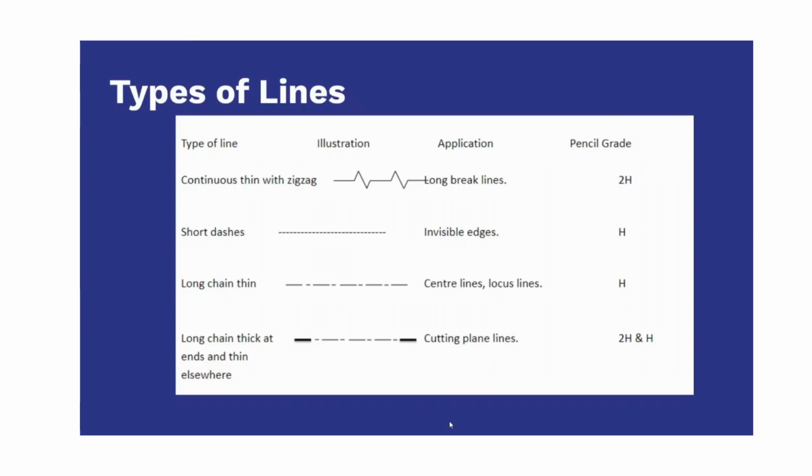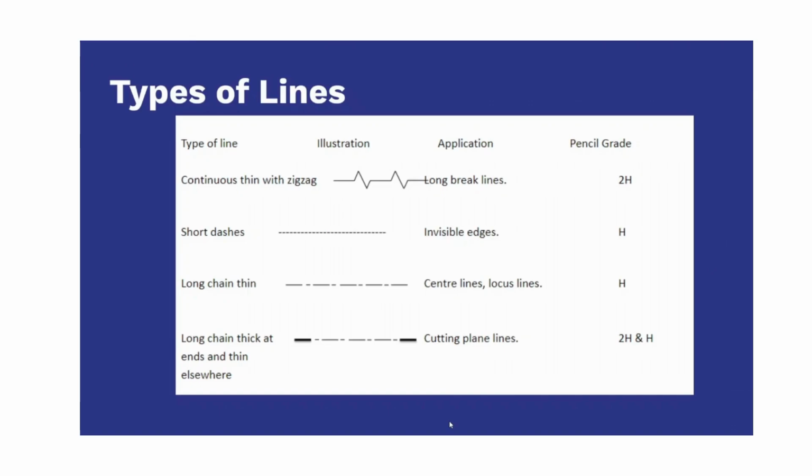In this we are using the pencil grade H. So if you are going to use short dashes for the invisible edges, it should be drawn with the pencil grade H. So kindly keep in your mind, if you're going to use short dashes for invisible edges in each and every place, the pencil grade should be H.